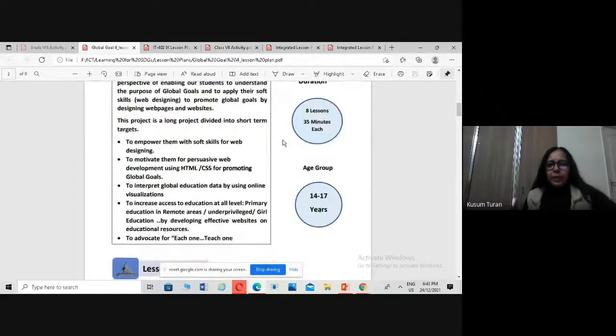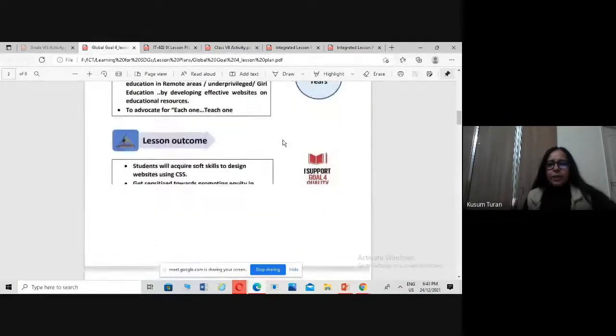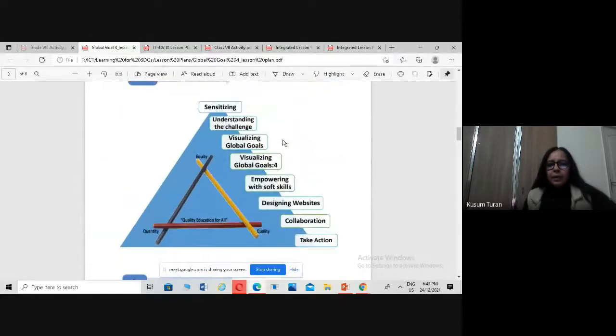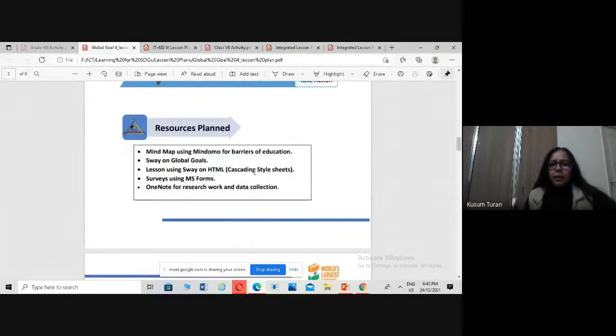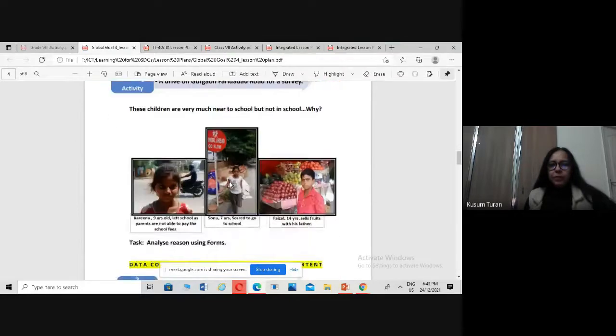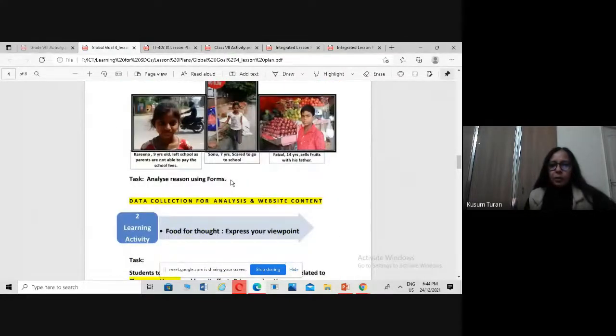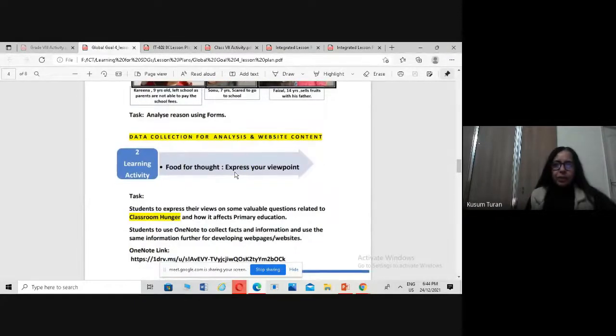Here they were learning HTML, CSS. So I gave them this task and they went through these steps: sensitizing, understanding the challenge, visualizing global goal 4, empowering with soft skills, designing websites, collaboration, and taking action. I used a mind map and Sway to create awareness on global goals, and many other tools. They went outside their classroom, surveyed, asked and interacted with these children.